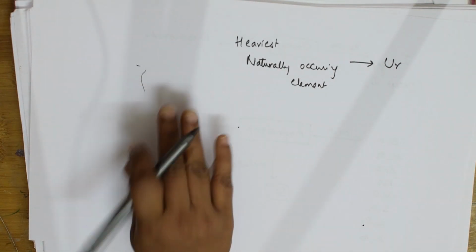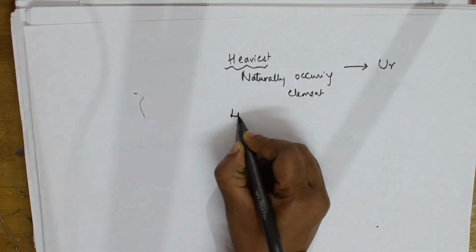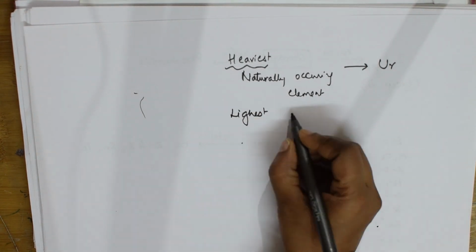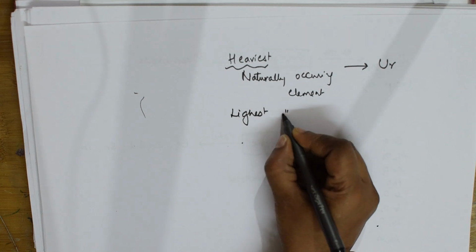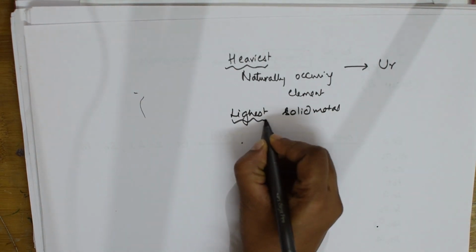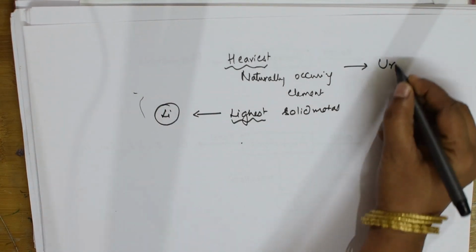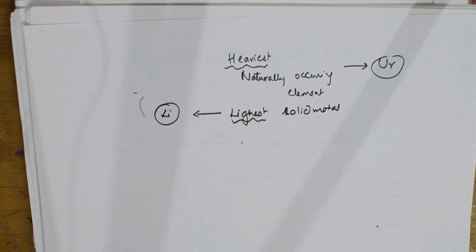Now this is heaviest. Let me take the lightest. Lightest solid metal. The lightest solid metal which we have here is nothing but lithium. Okay, students, done. This is one category.